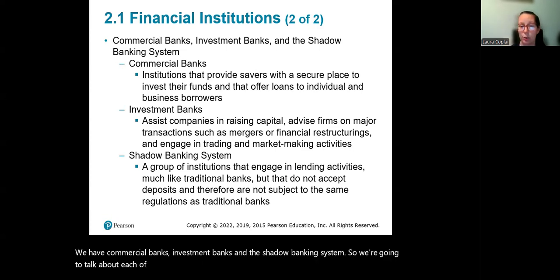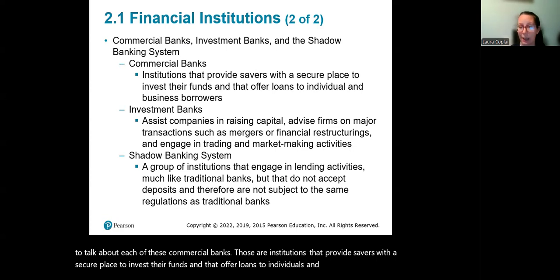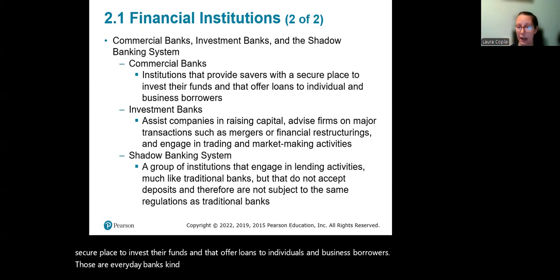Commercial banks, those are institutions that provide savers with a secure place to invest their funds and that offer loans to individuals and business borrowers. Those are everyday banks, kind of like the ones that we see here in town. We have Lions, we have Five Star, Wayne, and then Servue is actually opening up too.